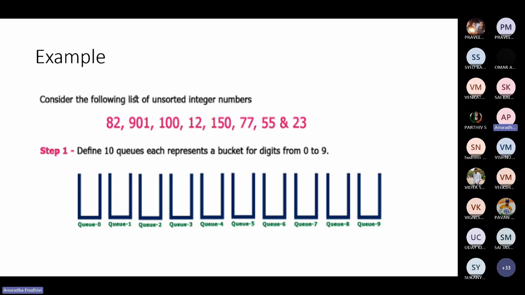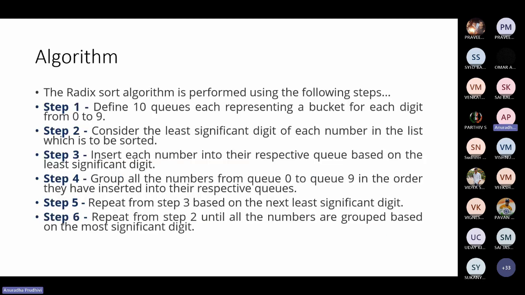See step 1 in the algorithm: define 10 queues, each representing a bucket for each digit 0 to 9. It is completely based on the digit only. Next, consider the least significant digit of each number in the list which is to be sorted. First we have to consider the least significant digit.